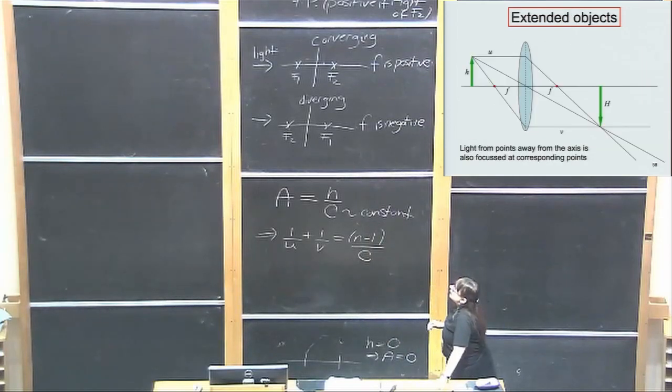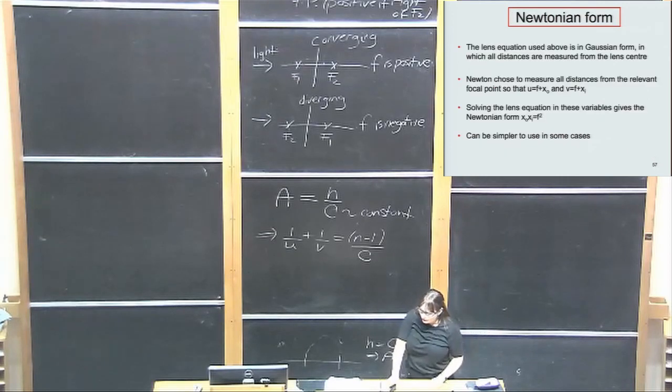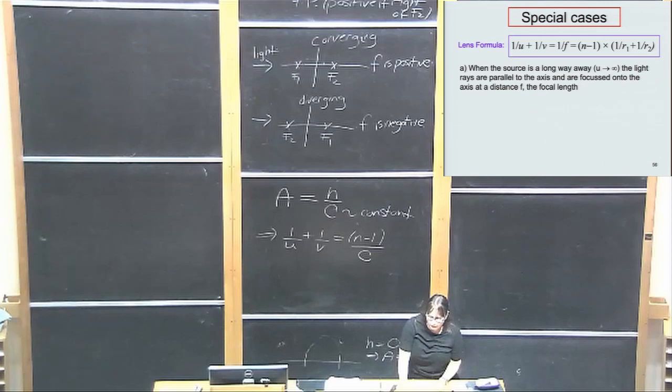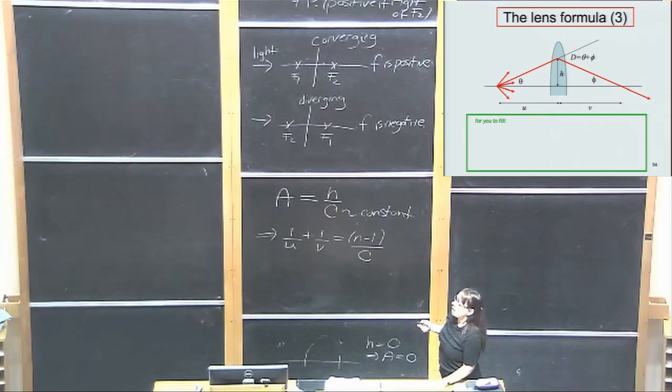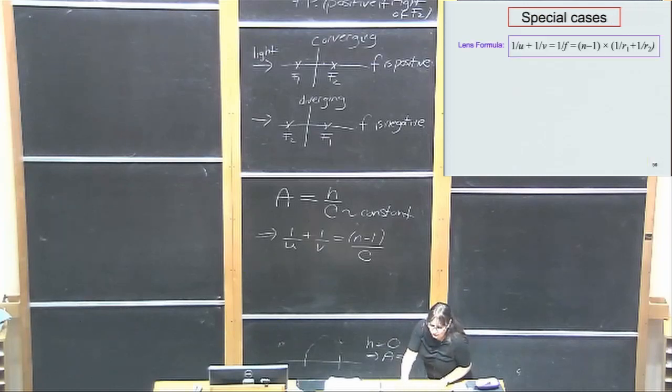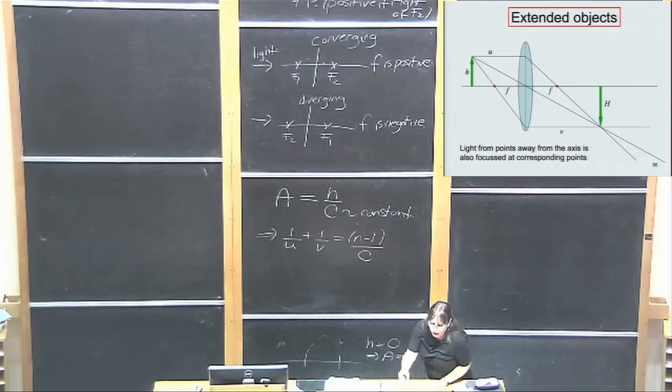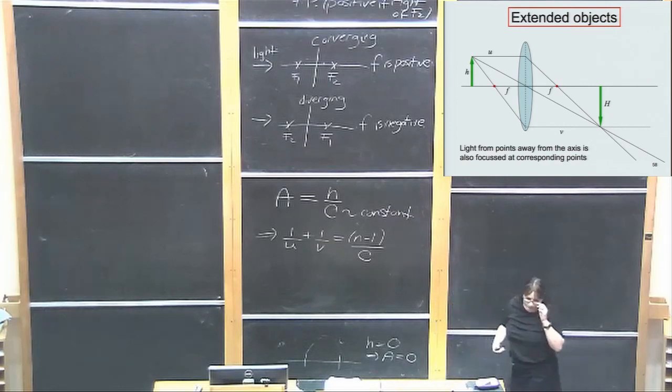So now we're going to move on to talking about extended objects. Everything we've done so far, just flick back quickly to this diagram, is strictly for point light sources, okay? We've derived the lens formula to show that all this works for point sources. But what about extended objects?